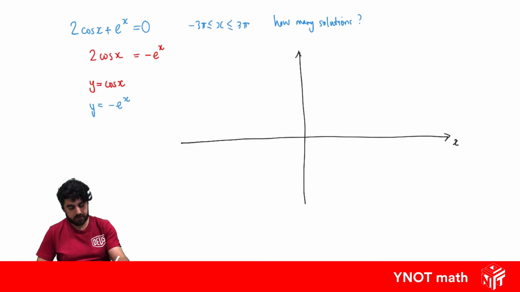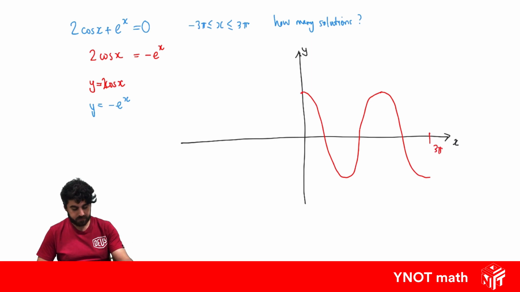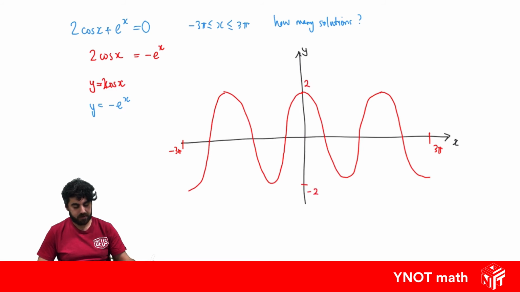So let's go ahead and sketch these. We're looking at y equals 2 cos x. So y equals 2 cos x, and that's going to go to 2 pi. And then we're going to need to go to 3 pi. So this gets us to 2 pi, and this gets us to minus 3 pi. So there's our domain for 2 cos x. And obviously we're going from 2 to minus 2 because the amplitude has been changed.